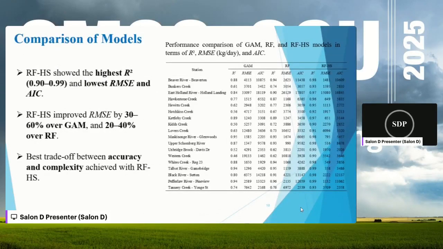The comparison of the models shows that the random forest with harmony search algorithm outperforms its alternatives, with higher coefficient of determination and lower root mean square error and Akaike information criterion. Its hybridized version improves the random forest model by a factor of 20 to 40% in terms of root mean square error, while it improves the performance of the GAM model by 30 to 60% in terms of root mean square error.